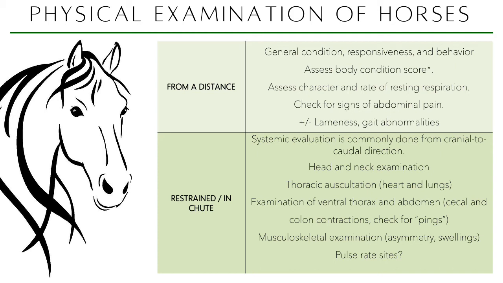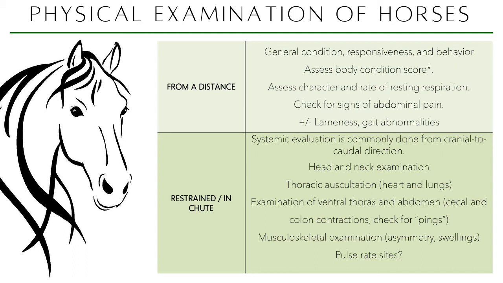Musculoskeletal examination, which is one of the most common disorders in horses. They would have swellings, they would have asymmetry, they would have arthritic problems on their limbs. That is very common. So you have to check those limbs as well. And remember, they kick. So do not position yourself behind the horse. Okay, always on the side.